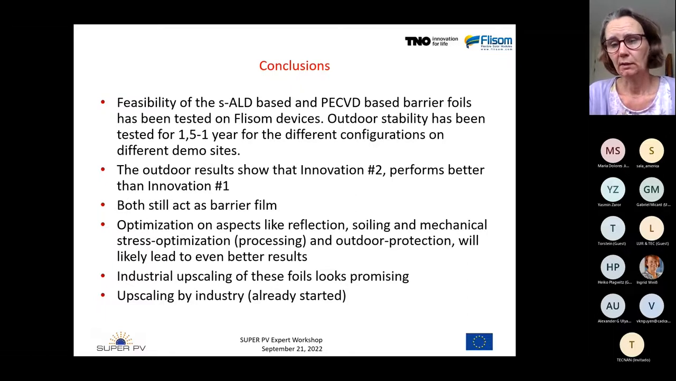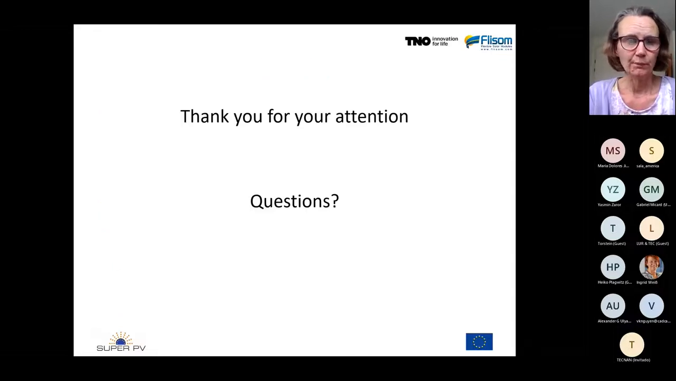Industrial upscaling of these foils does look promising, and I can tell you that the upscaling by the industry has, during the course of this project, already started, but it's not part of this project, so it will not be discussed here. But that's, I think, very good news. This is the end of my talk.